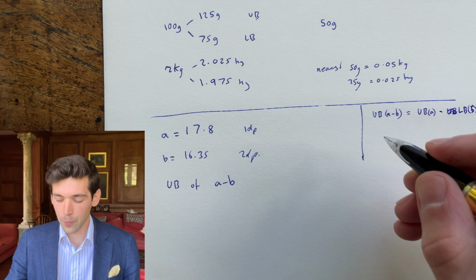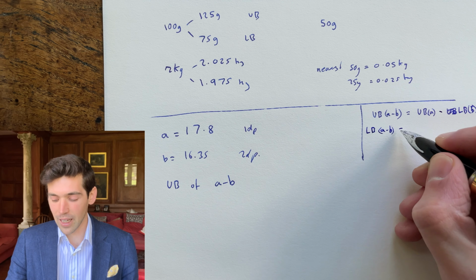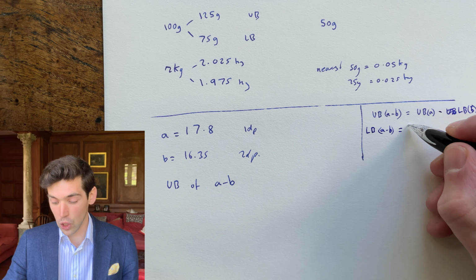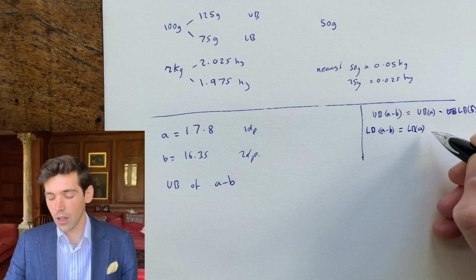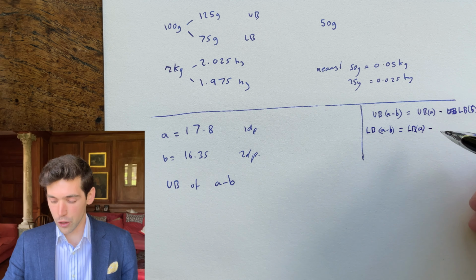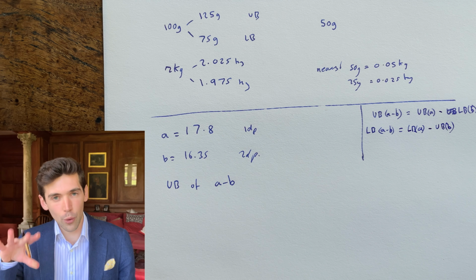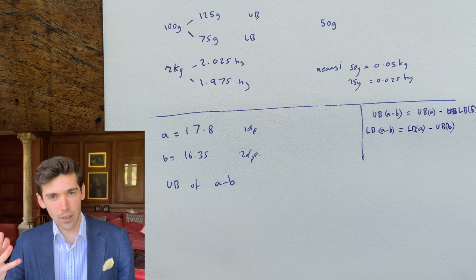Lower bound of B. And let's talk about the lower bound of A minus B, in case that came up. For the lower bound, we pick the lower bound of A. And this time we want to subtract the largest version of B, the upper bound of B, because that will give us the lowest number overall if you subtract a big number.